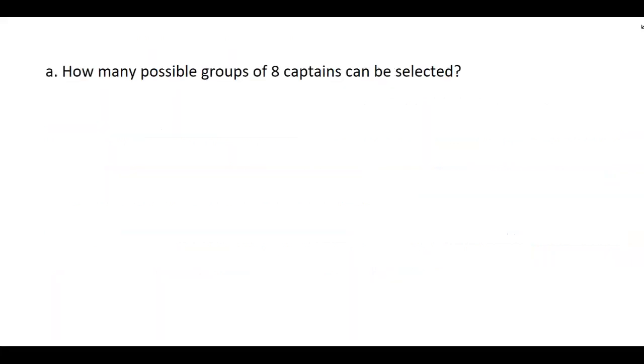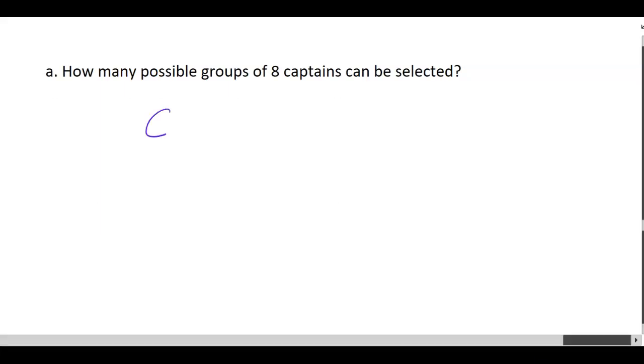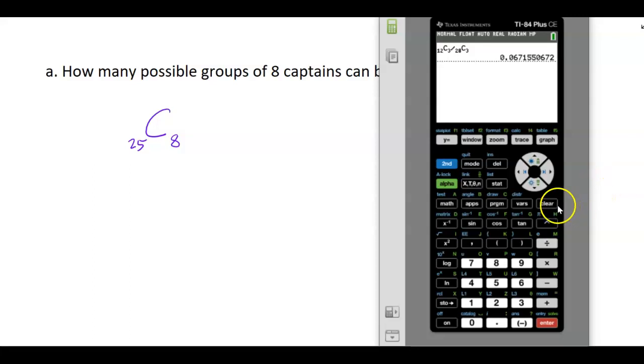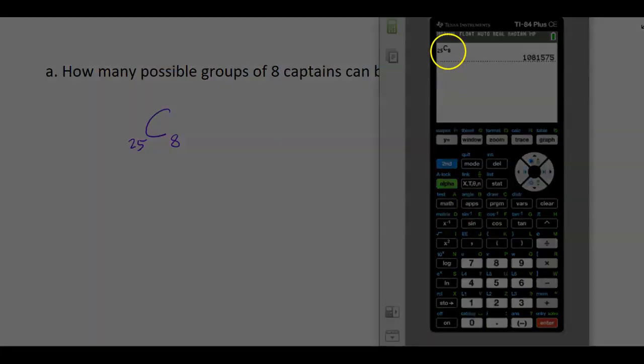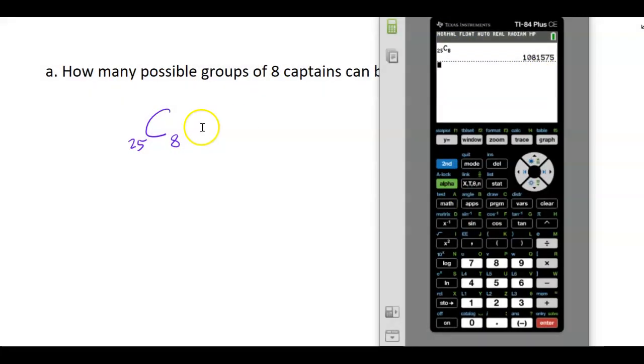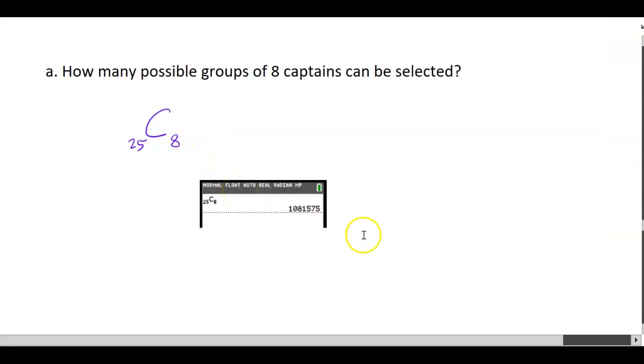First of all, let's figure out how many possible groups of 8 captains can be selected. So that's going to be how many ways can we get 8 out of 25. So we'll do that on our calculator here. Math, probability, number 3, 25 choose 8. Okay, so we get 1,081,575. Okay, so let me grab that and put that there.